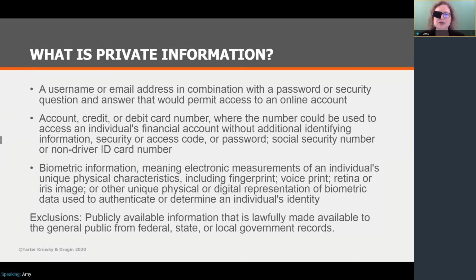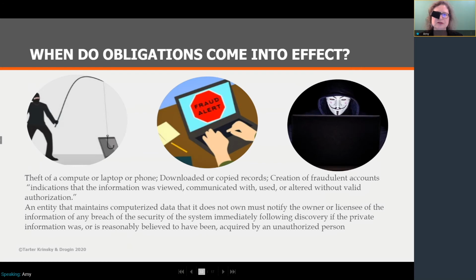So the only exclusion here is publicly available information. So if you can go into a database and find out all of this information in a not illegal way from federal, state, or local government records, then it's not covered, and you can use that information and you're not subject to the provisions of SHIELD.